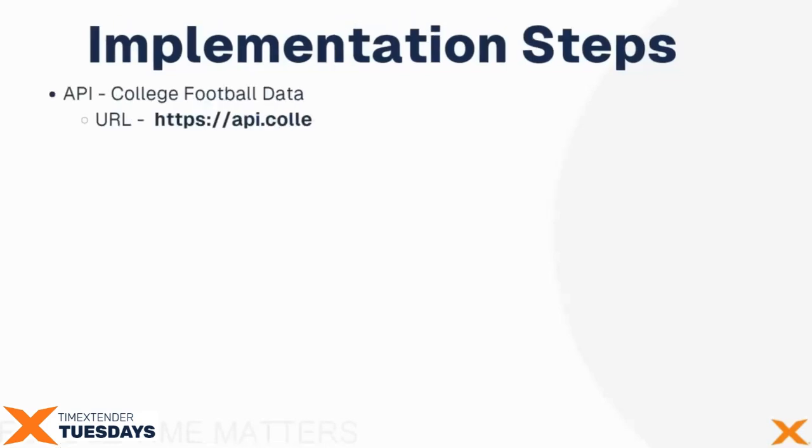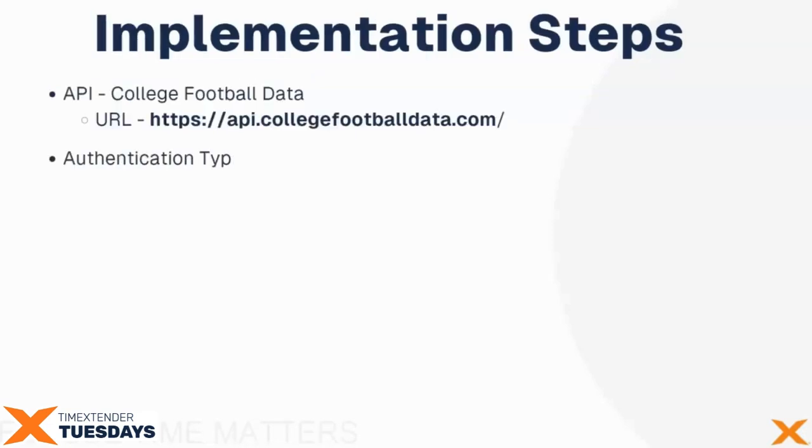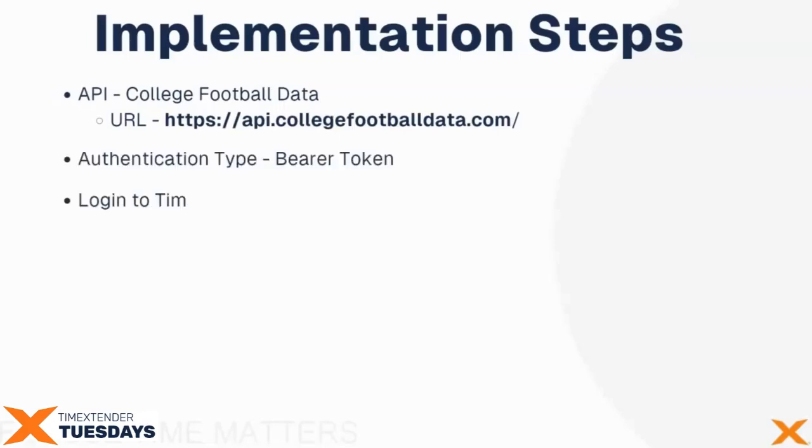The website that I got this from is api.collegefootballdata.com. If you're following this video, you can go there to get the REST API. Now comes how we are authenticating this REST API. It is done through a bearer token. You can request a bearer token, which will be sent from the website to the email address that you have specified.